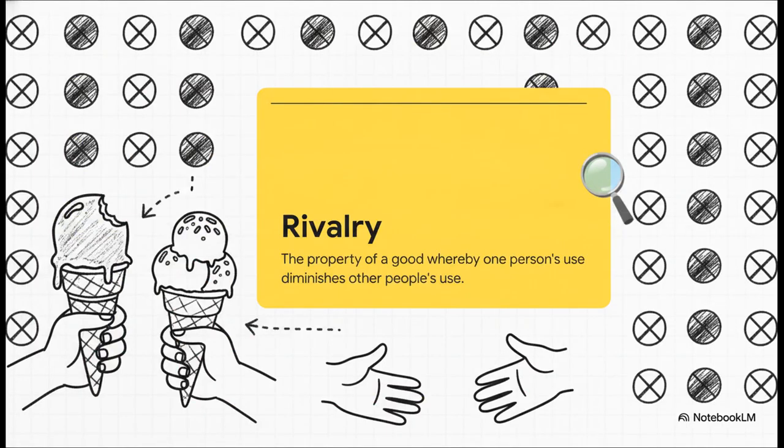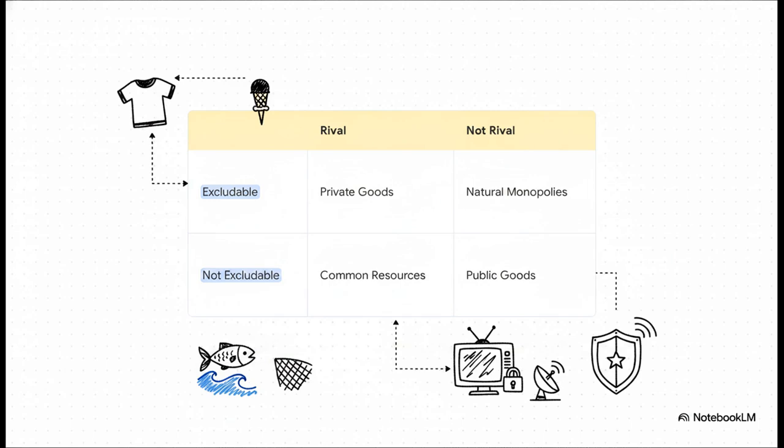The second property is rivalry, and this just means if I use the thing, is there physically less of it left for you? The classic, relatable example is an ice cream cone. If I eat it, well, it's gone. No matter how much money you have or how badly you want it, you can't have my ice cream cone. My use totally diminishes your use. That makes it a rival good. So if we cross those 2 properties, excludability and rivalry, we can basically sort everything in our entire economy into a neat little matrix of 4 categories.